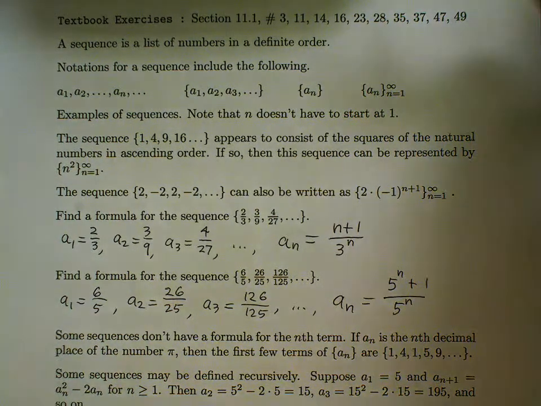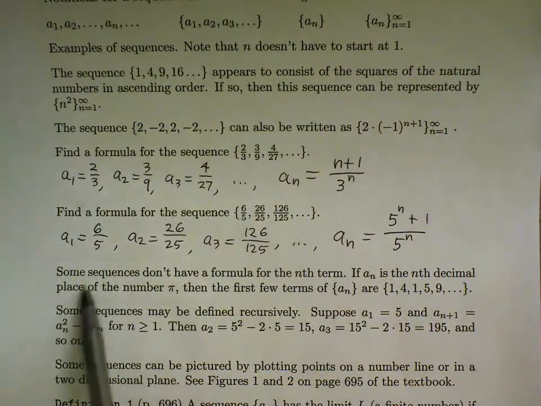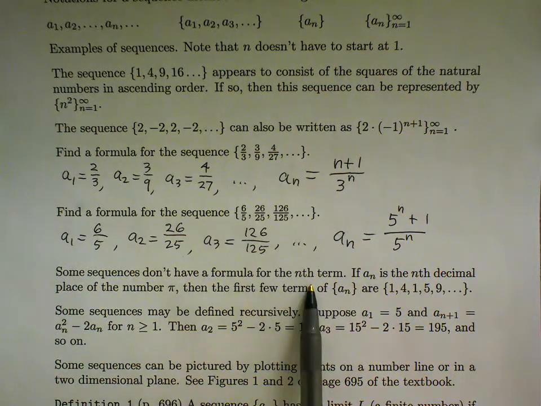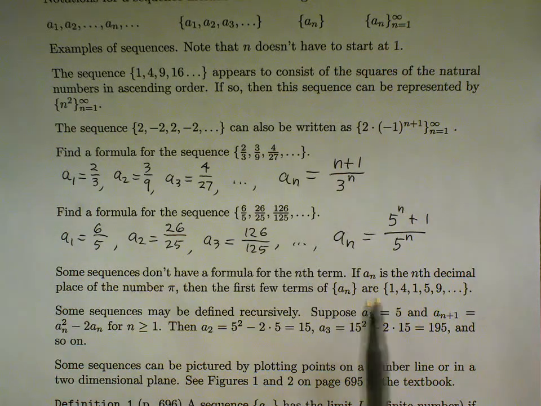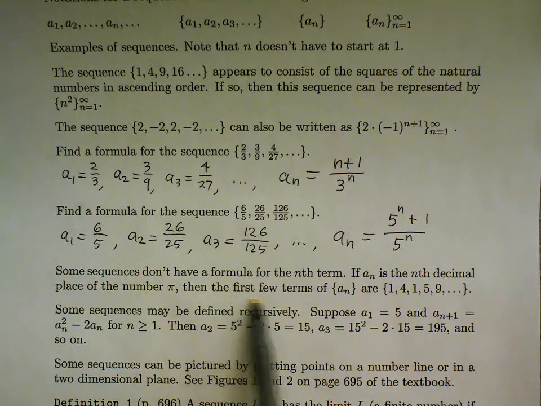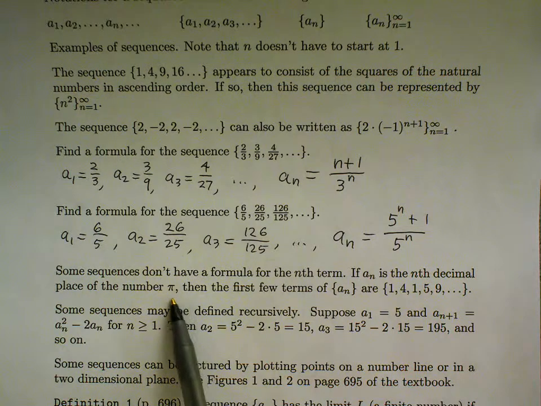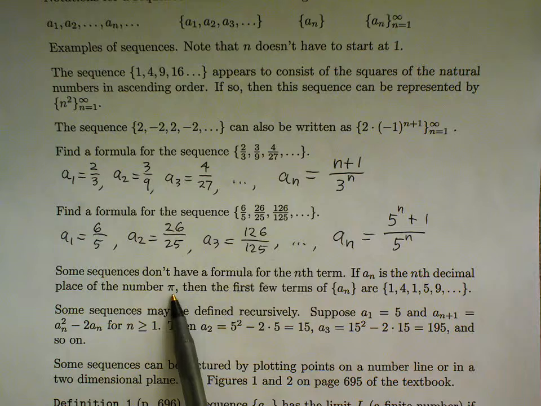Okay, moving on. Some sequences don't have a formula for the nth term. An example: if a sub n is the nth decimal place of the number pi, then the first few terms of that sequence, a sub n, are 1, 4, 1, 5, 9, and so on. The number pi is irrational. That means the decimal portion is non-repeating and non-terminating.